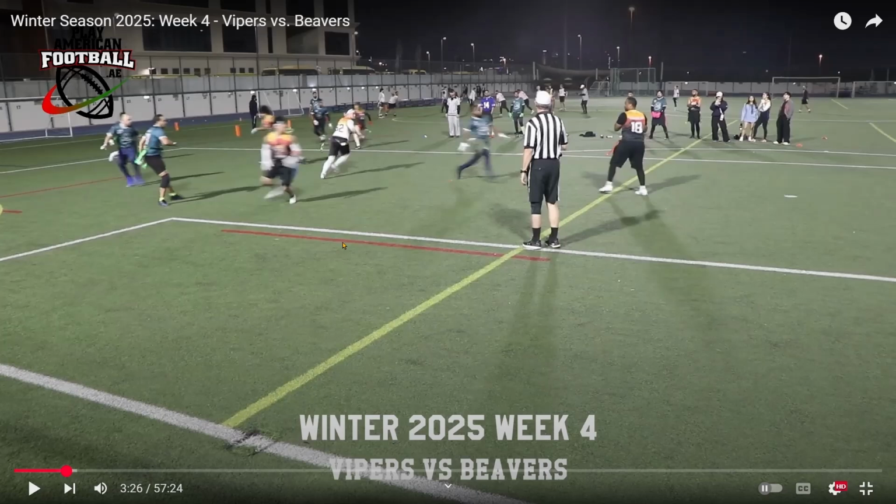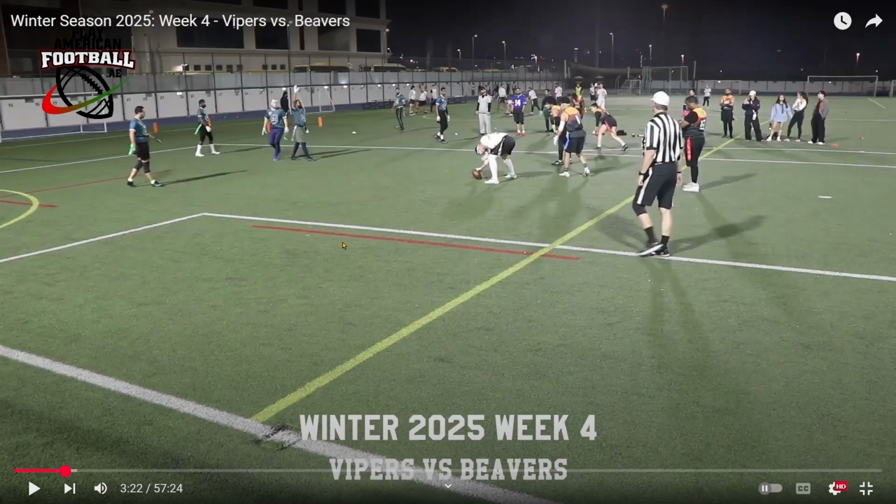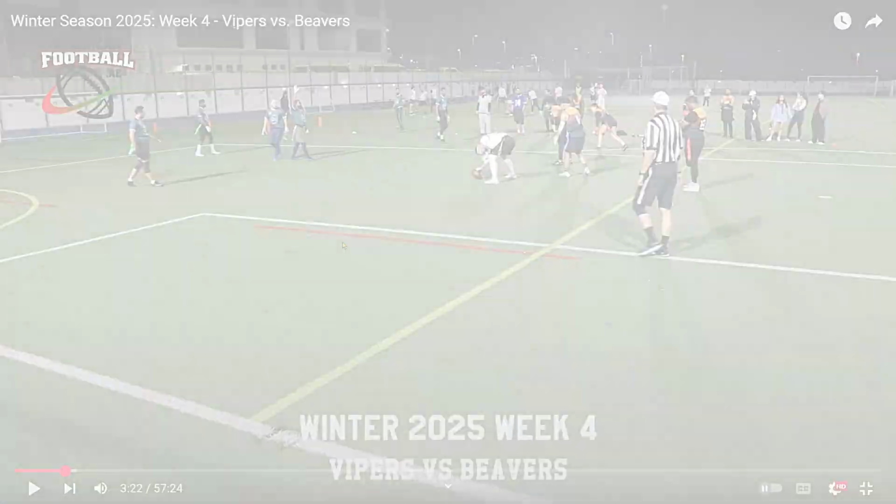Read inside out. Start with your short routes, work your way deep, and don't get tunnel vision on a single receiver. Had I done that here, we would have had a simple completion, kept the drive alive, and avoided a costly turnover. That's it for this breakdown. Keep working, keep learning, and most importantly, stop throwing interceptions.